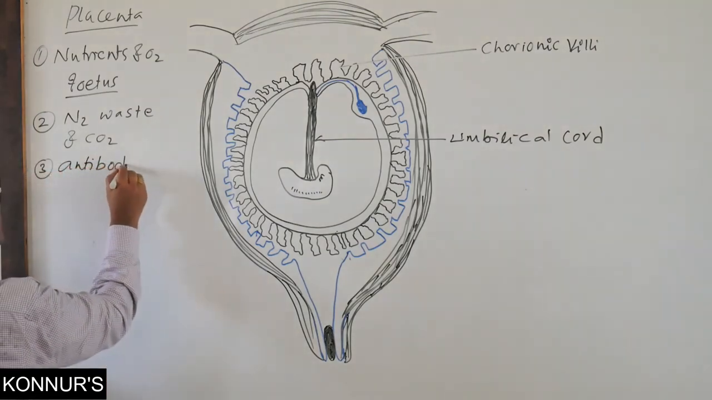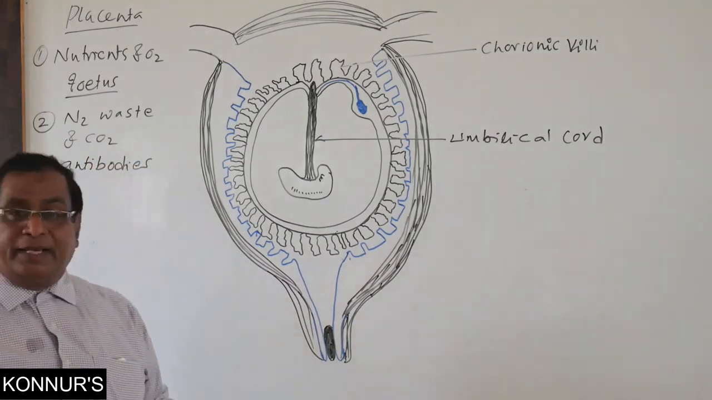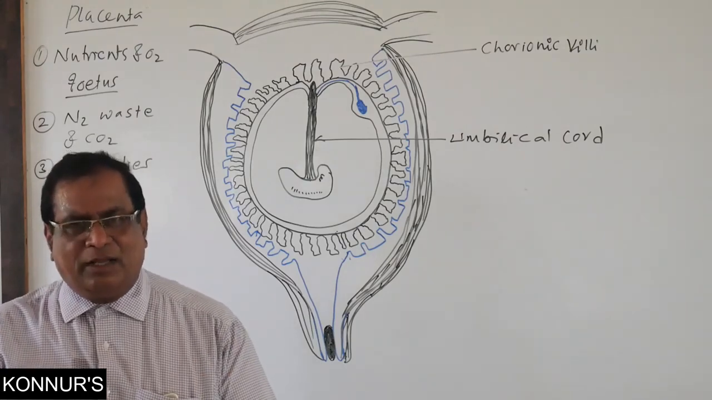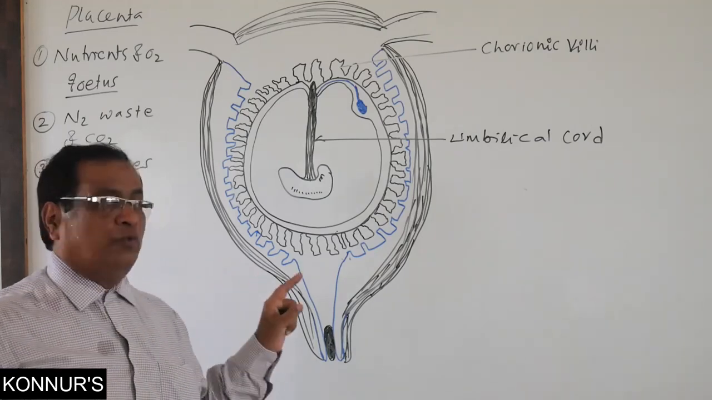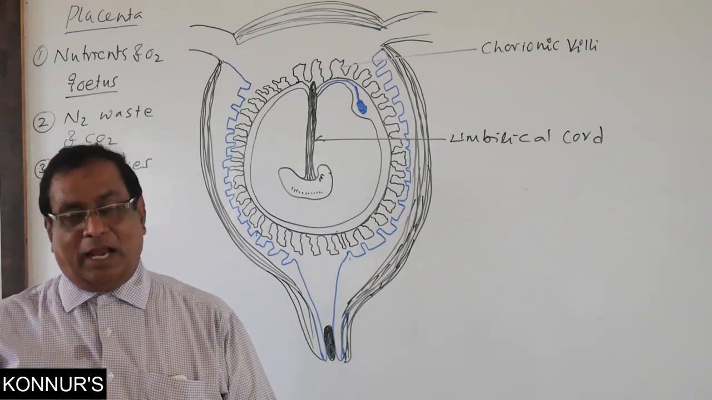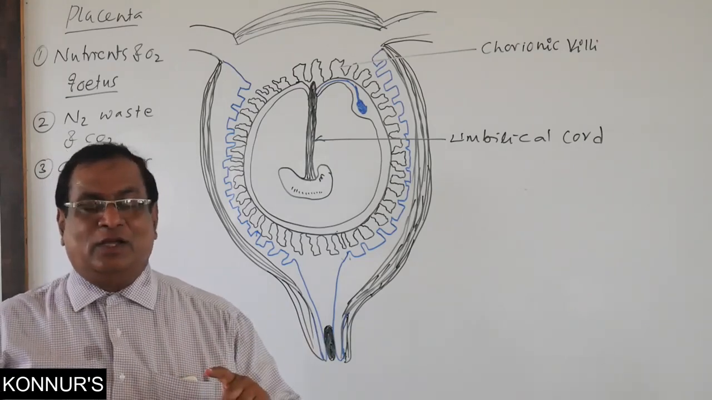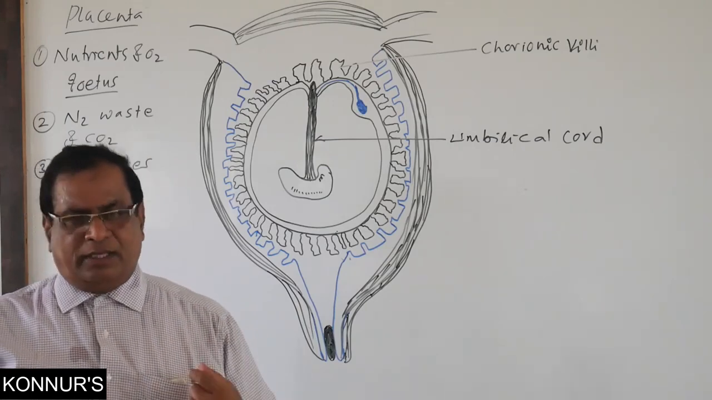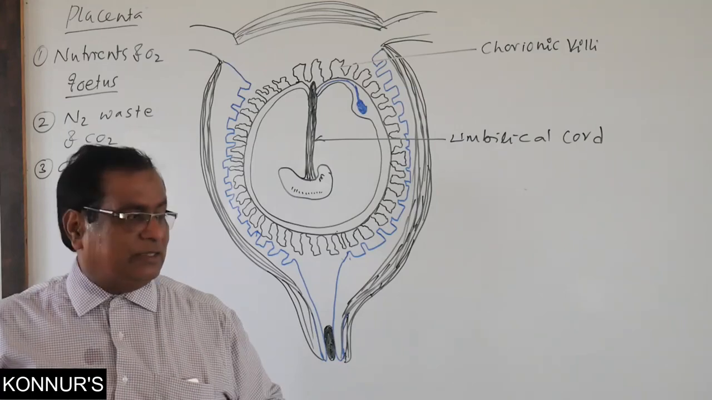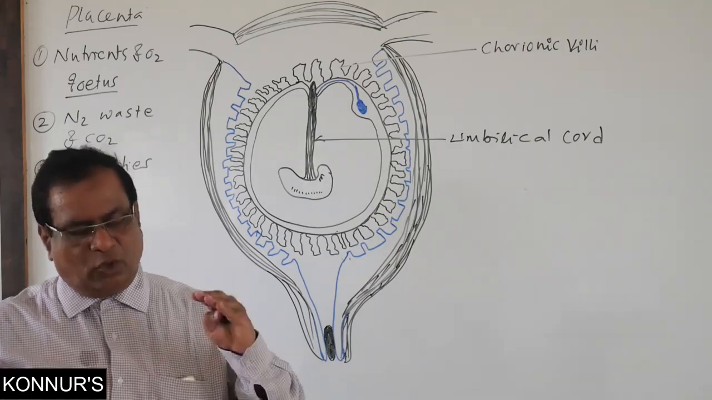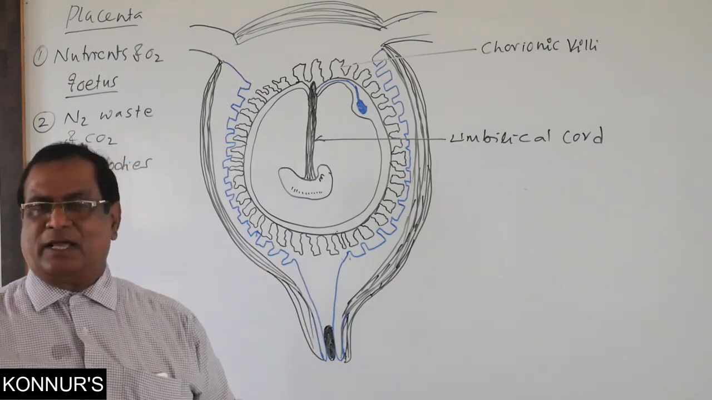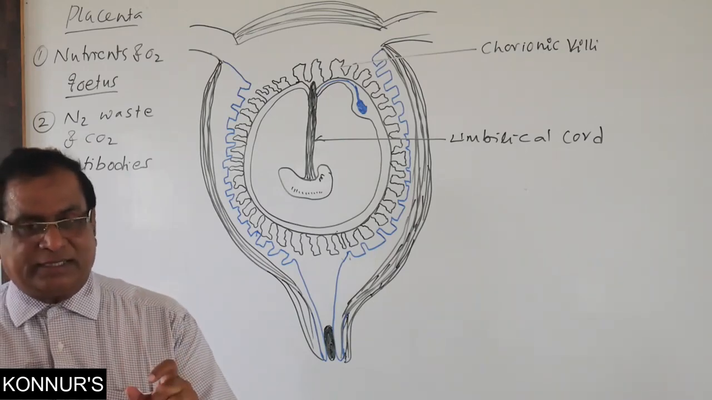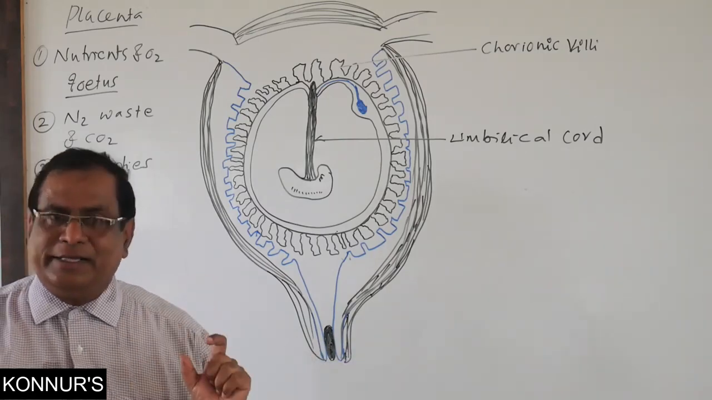And then antibodies formed against many diseases, which are present in the mother's blood, go to the fetus through the placenta and protect the fetus against those diseases the mother faced. In the mother's blood there are antibodies against many diseases, and those antibodies can pass through the placenta to the fetus and protect the fetus against those particular diseases.